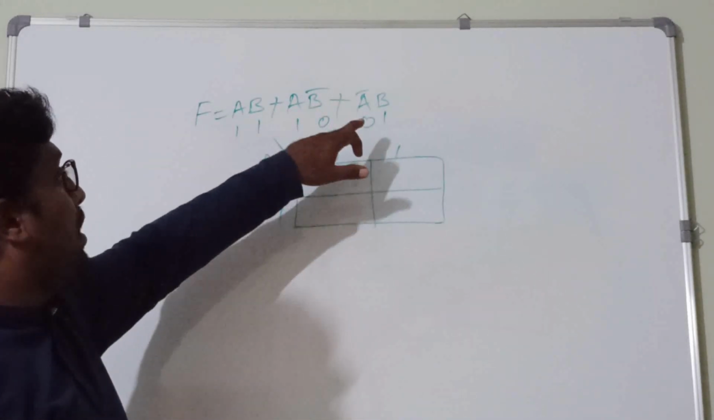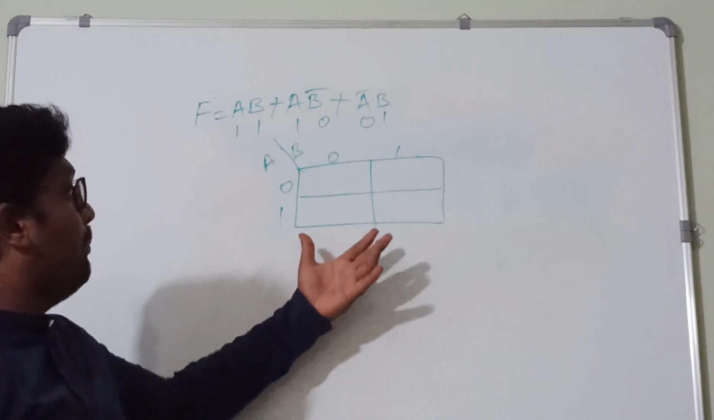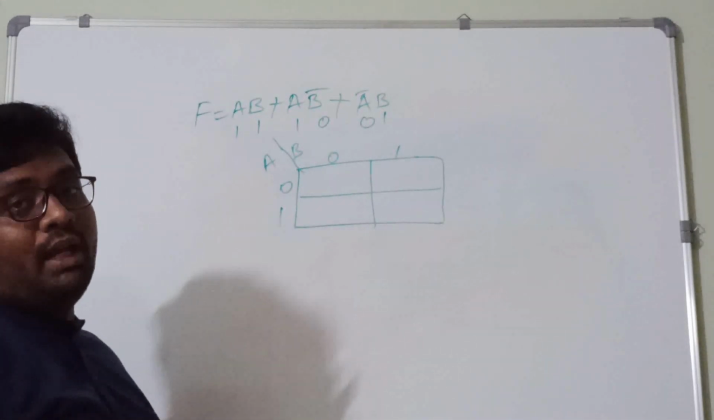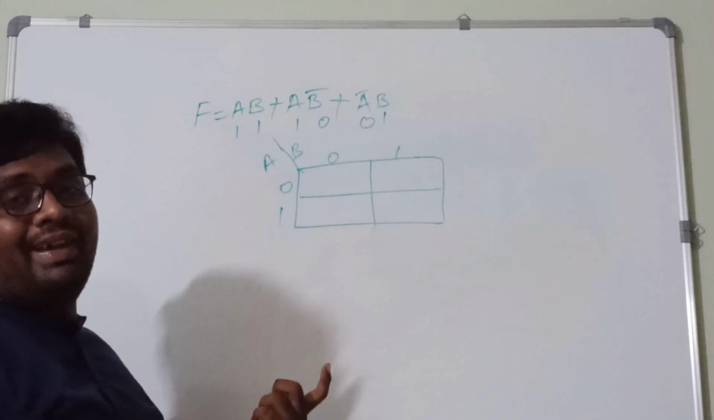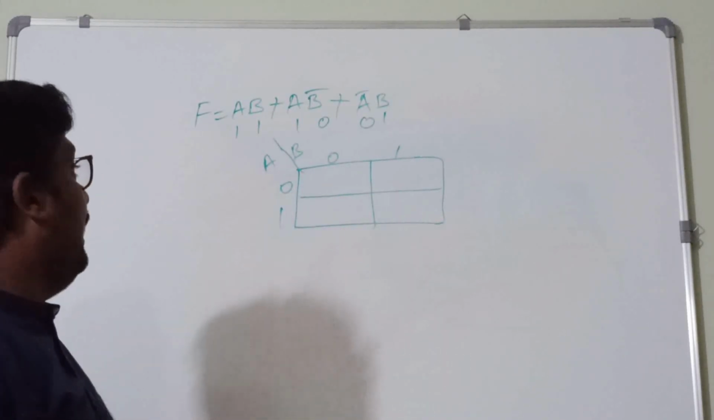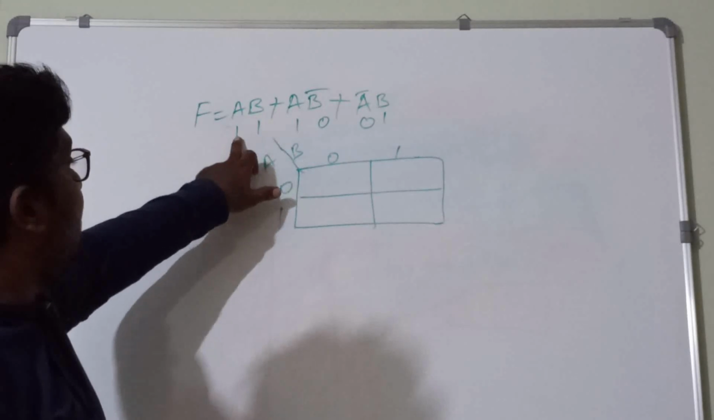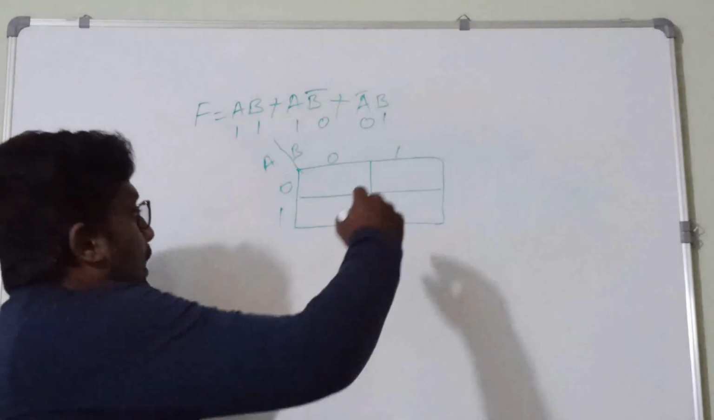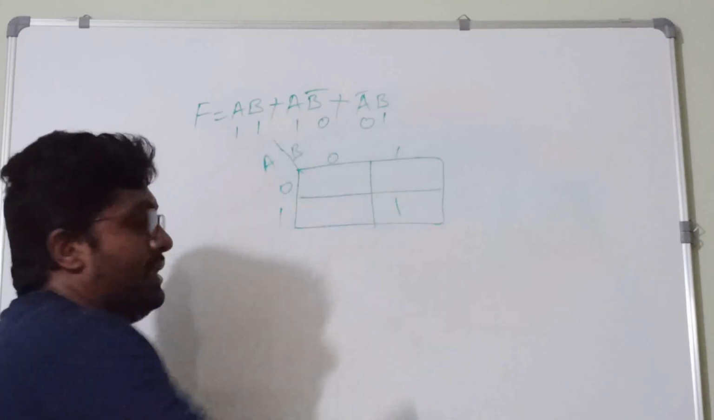So these are all the minterms, and we need to represent those minterms in the K-map, and the remaining empty or blank squares will be zeros, right? So first one is A is 1 and B is 1. So A is 1 and B is 1. So this will be represented as 1.